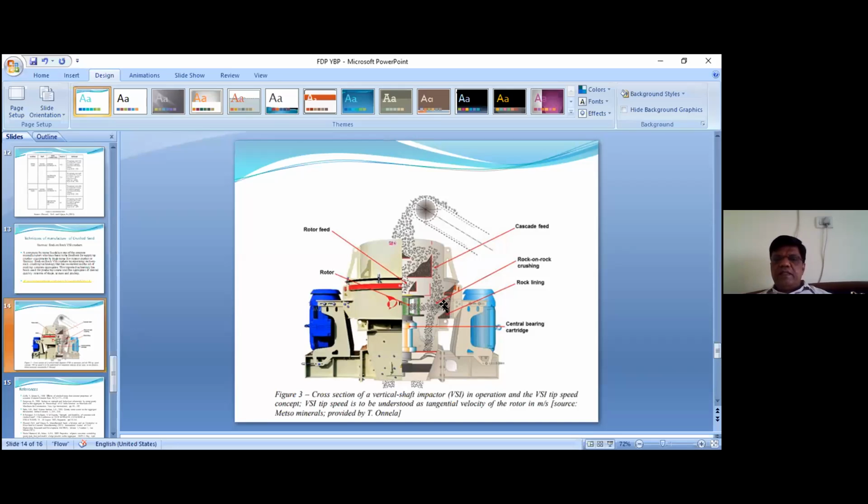So in this process, these particles are reduced in size, and ultimately they fall down. The output is sieved on different sieve sizes: 600 micron, 300 micron, 150 micron. What is the client's requirement? As per the client's requirement, we can supply the manufactured sand.